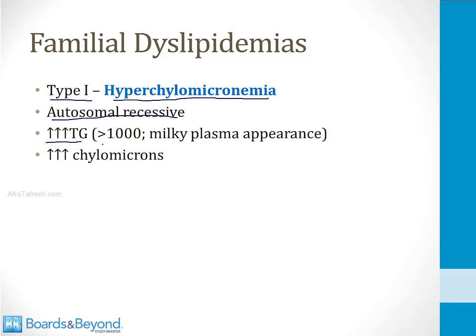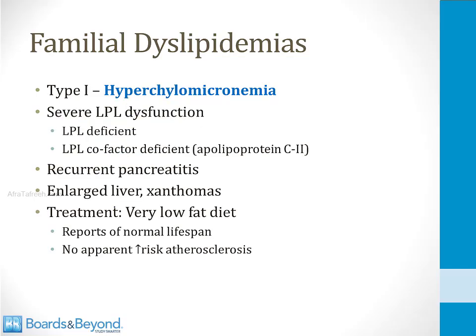Remember before I said a normal triglyceride level is less than 150. These people typically have levels that are greater than 1,000. They can have a milky appearance to their plasma when you draw blood from them. And as I said before, the chylomicron levels are markedly increased. The reason this disorder usually occurs is because there is a severe deficiency in the enzyme lipoprotein lipase.